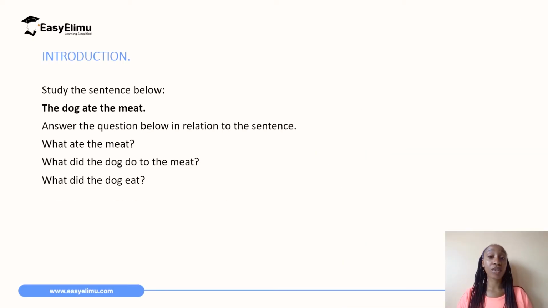So before we proceed, we can study that sentence. The dog ate the meat. And then there are a few questions related to that sentence. What ate the meat? The dog. What did the dog do to the meat? The dog ate the meat. And lastly, what did the dog eat? The dog ate the meat.